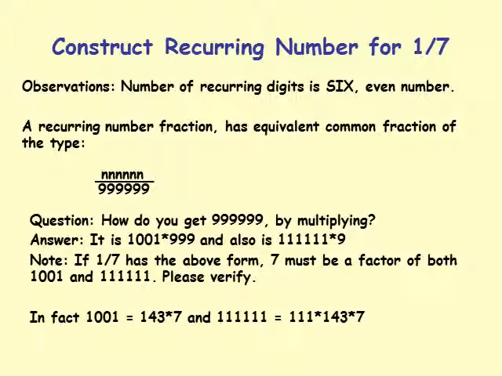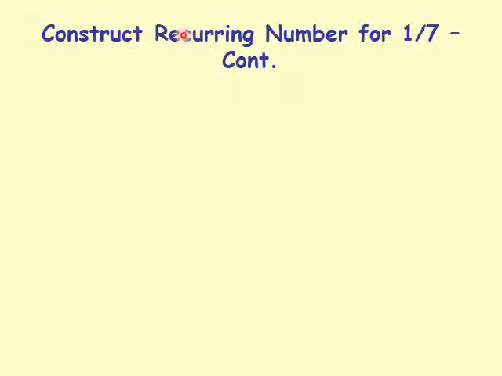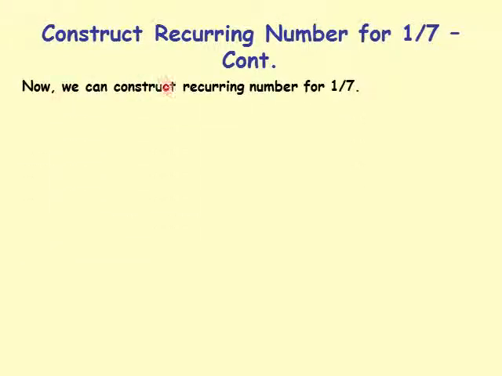So you know that we are trying to convert 1 over 7 to an equivalent form with 6 digits in the numerator and 6 nines in the denominator, and that would give me a recurring number 6 digits long. Let's continue with the construction of 1 over 7. Now we can construct a recurring number for 1 over 7. We have already developed all the products we need to multiply and divide by.